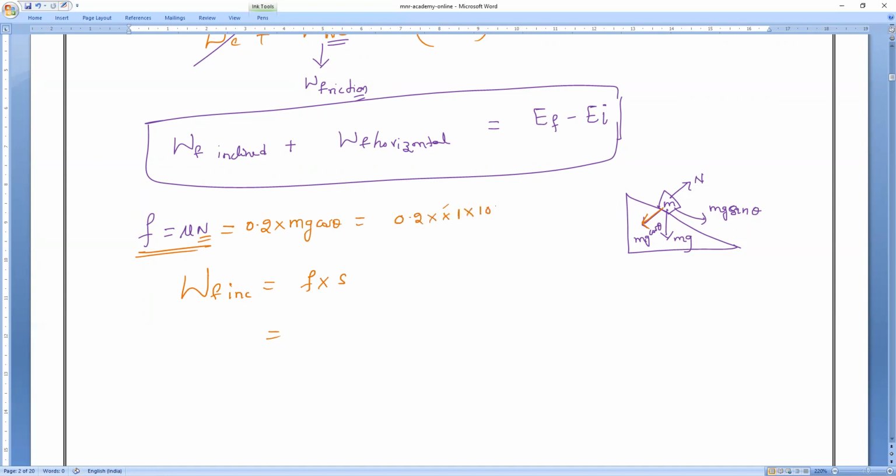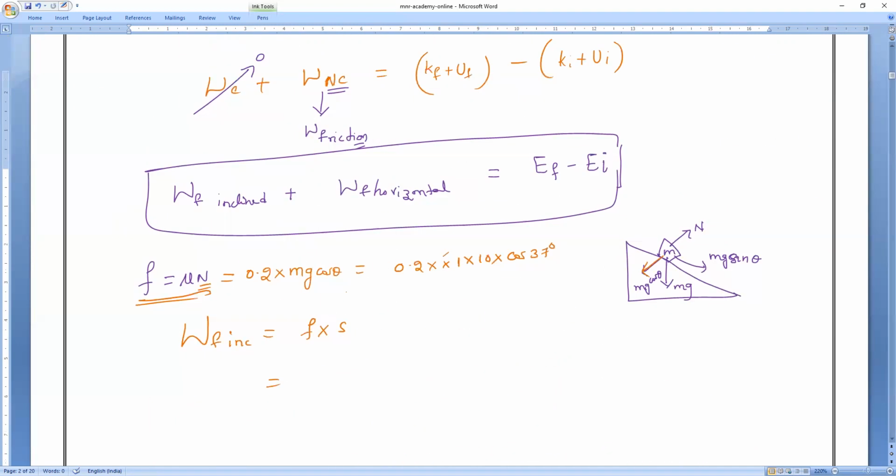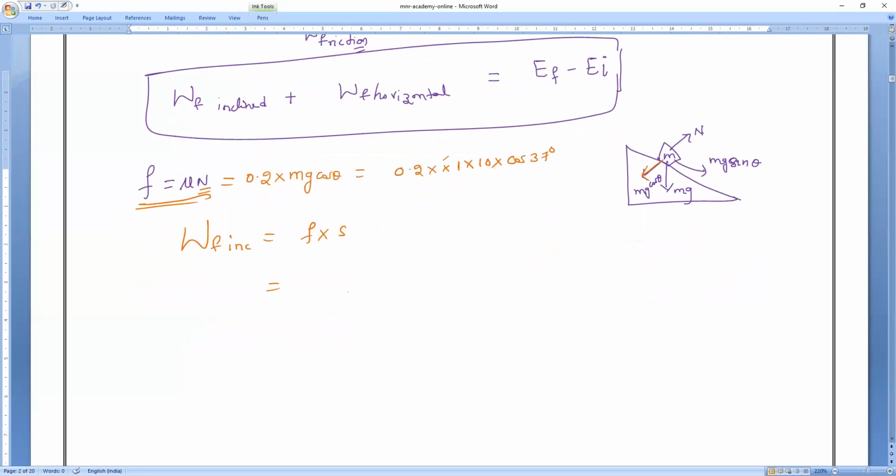So 0.2 into m value, which is 1, into g value, 10, into cos theta. Check how much angle they have given: 37. You are all familiar with the 3-4-5 triangle, so cos 37 is 4 by 5. So I can write this as 0.2 into 1 into 10 into 4 by 5. Brothers, can you understand? So 0.2 into 10 is 2, and 2 into 4 by 5 is the force F.